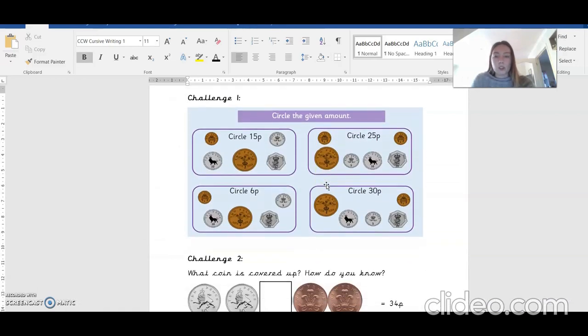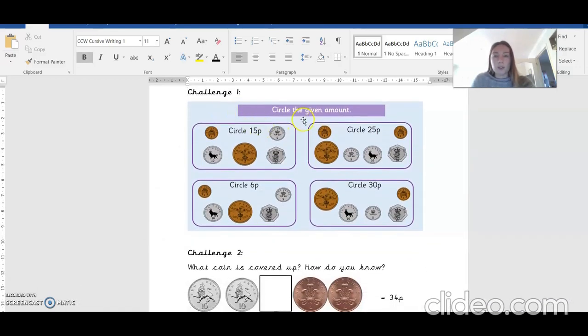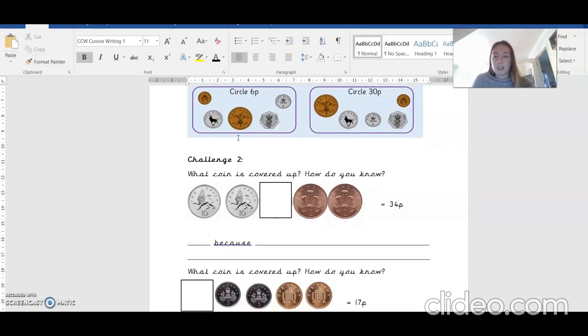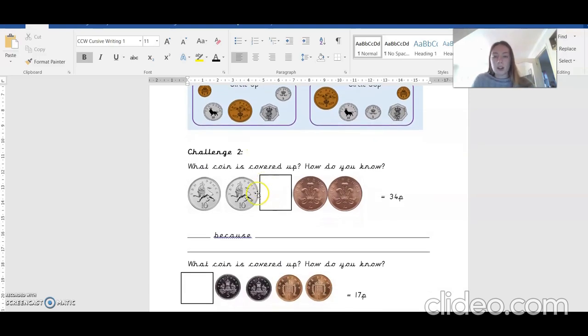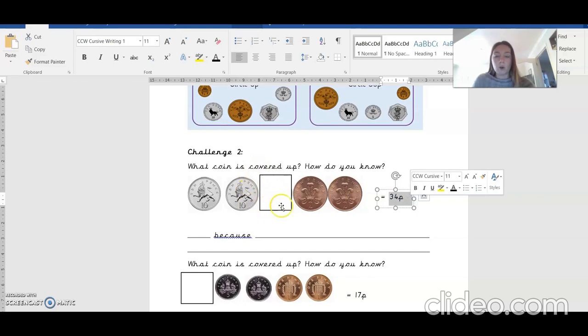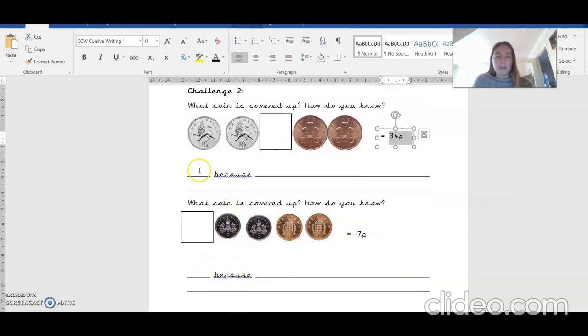And then you've also got 2 challenges. So challenge 1, circle the given amount. So it's asking you to circle 15p. Which coin or coins would you need to circle? And then challenge 2, what coin is covered up? So a coin is covered up here. The total amount is 34p. So what coin is covered up, and explain how you know. And then the same here.